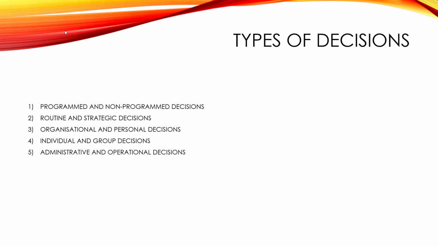Next is administrative and operational decisions. Administrative decisions are policy decisions made at the administrative level. Operational decisions are those decisions taken by the lower level management for executing the policies. So these are the questions which are asked for your Section A for 2 marks. What is the difference between individual and group decision, or what is a strategic decision, etc. That will be the type of questions asked.